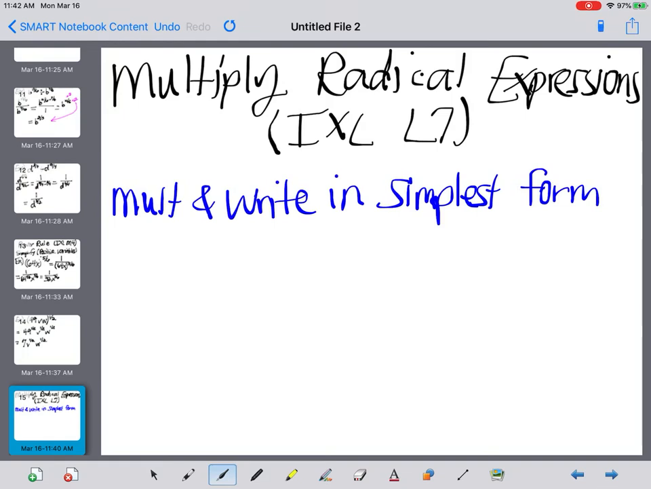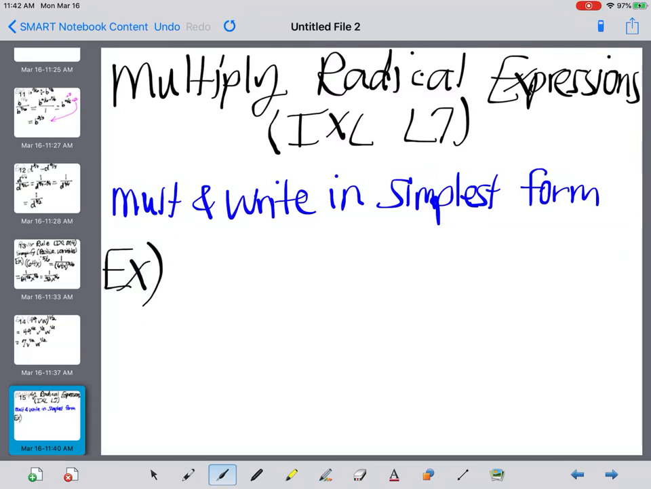I hope you're all having a great day, and in this one we're going to be looking at multiplying radical expressions, which is on IXL L7, and our directions are to multiply and write in simplest form. Now I'm not going to rewrite those directions every time. That's basically what we're doing on all of these. So let's get right to it.